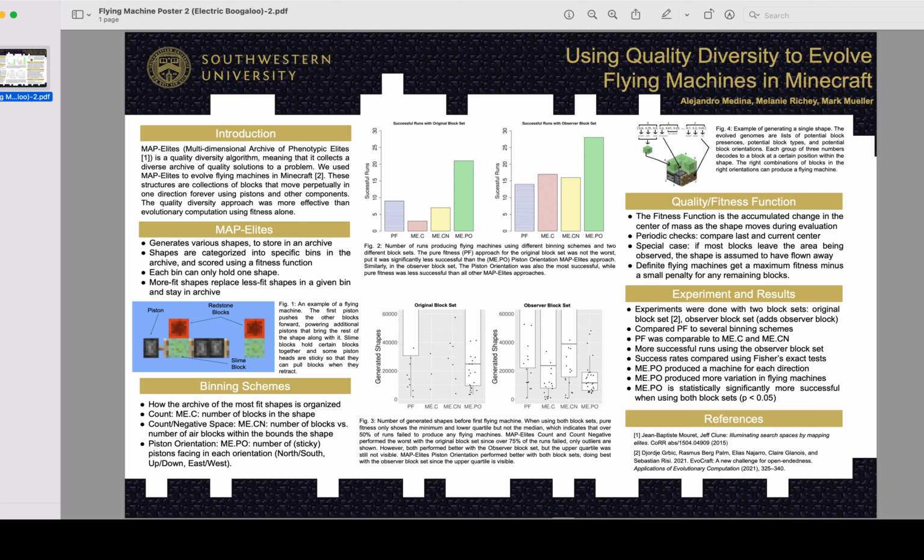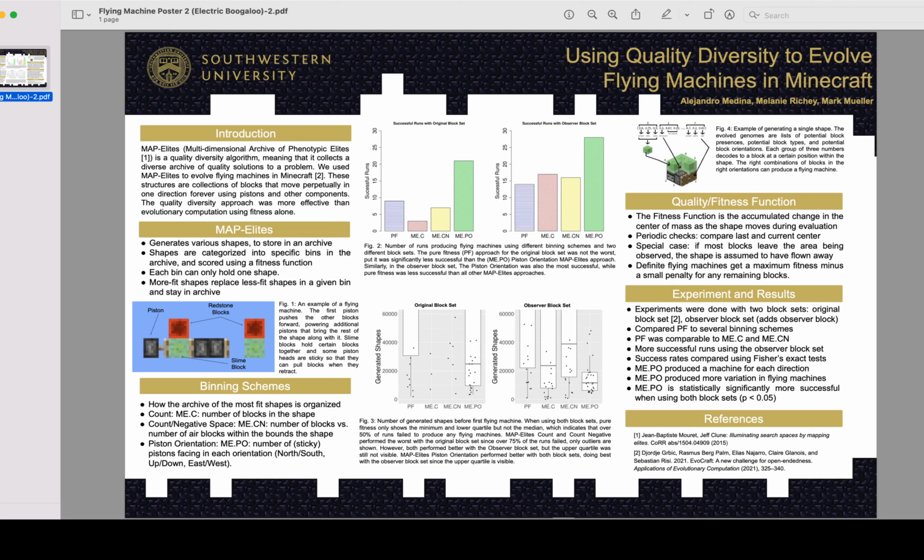The specific problem this work focuses on is generating flying machines, which are structures that are able to move perpetually in one direction. An example of a flying machine can be seen in Figure 1. MAP Elites is an evolutionary algorithm that stores evolved objects in an archive. Various shapes were generated and categorized into specific bins of the archive. Each bin can only hold one shape, and previously stored shapes are replaced by more fit shapes in a given bin. The binning schemes themselves are how the archive was organized.